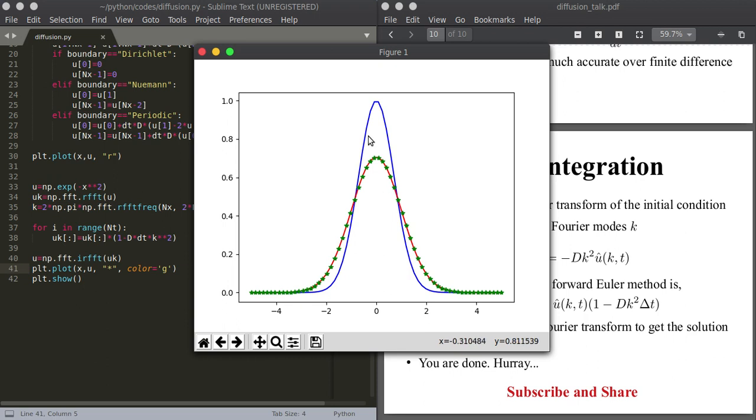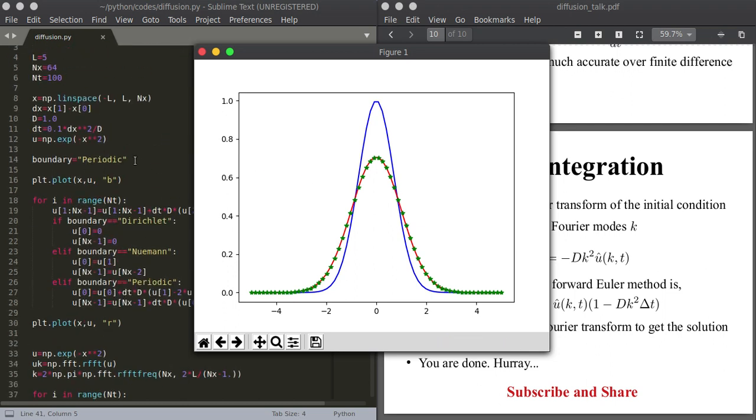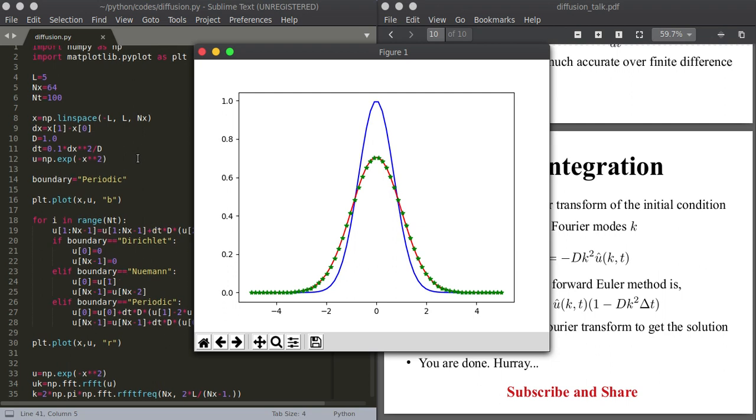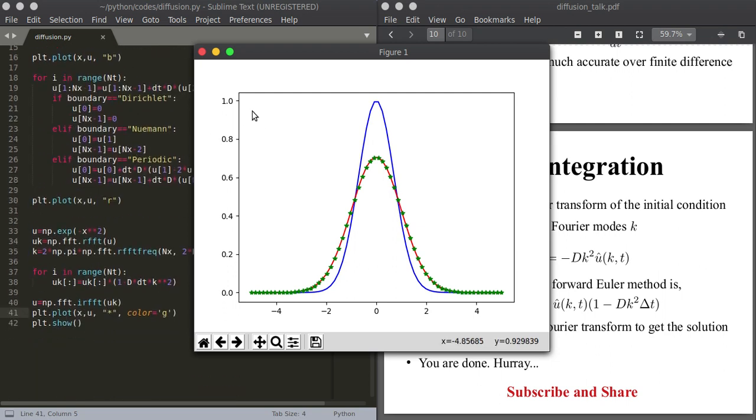Now yes, this blue curve is the initial condition, whatever I have taken as the initial condition, that Gaussian function e to the power minus x square, and this red curve is computed from the finite difference code. And this green star is the spectral code. So hooray, you have the same result using a different method, and here I have also used the periodic boundary condition in the finite difference method. So they are exactly the same, so your code is correct.